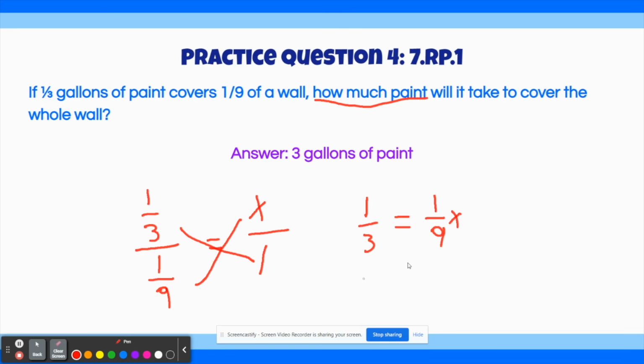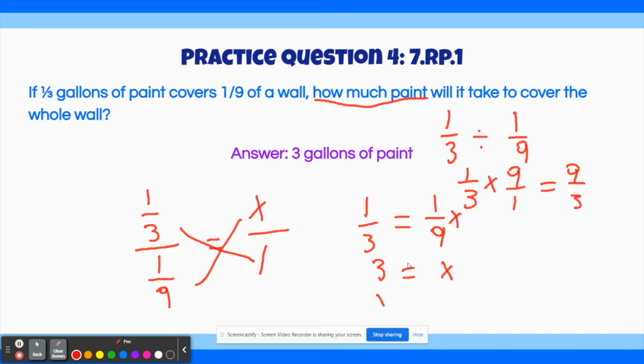So now we're trying to isolate x, so we're going to divide both sides by 1 over 9. 1 over 9 divided by 1 over 9 is just x, and 1 over 3 over 1 over 9 is what we need to find out. So we're going to do that over on the side. 1 over 3 divided by 1 over 9 is just 1 over 3 times 9 over 1, that is just 9 over 3, which is just 3, and we get x equals 3. That's our final answer, 3 gallons of paint.